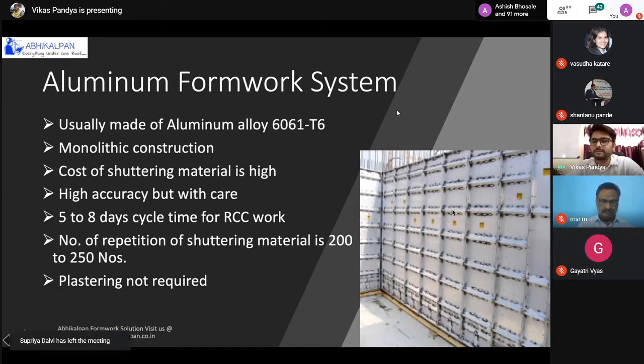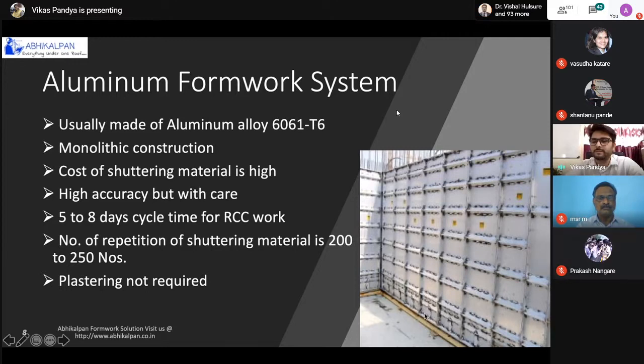The casting process while using the aluminium formwork system is monolithic construction. By monolithic construction, we cast walls, columns, beams and slabs, the entire floor, together in one single pour. The cost of the aluminium formwork system is on the higher side, and we get the best accuracy when we take care of all the design aspects and all the accessories of the aluminium formwork system. As it comes in various panels and joins with different accessories, we must use all the accessories to get a better finish and better quality of concrete using this formwork system.